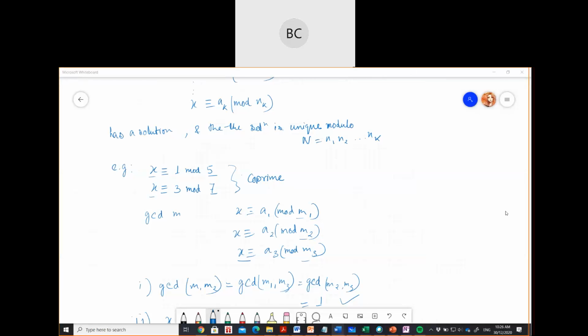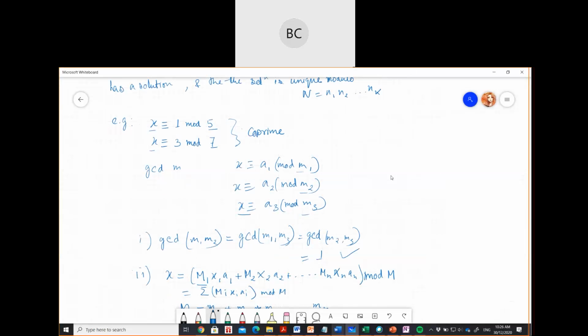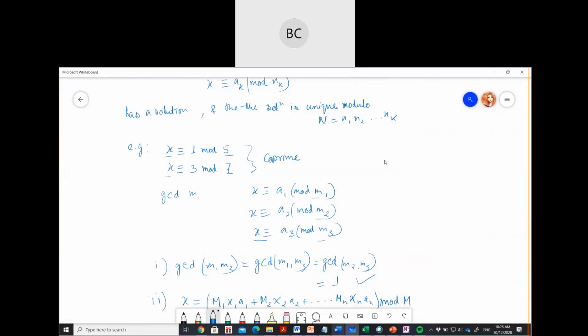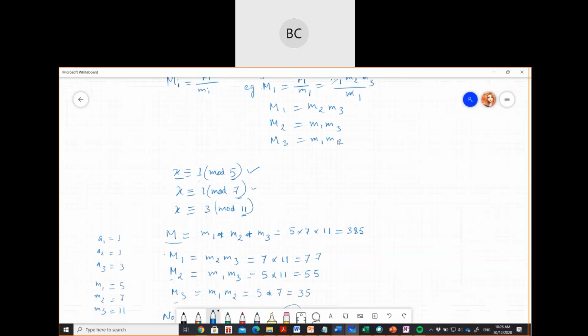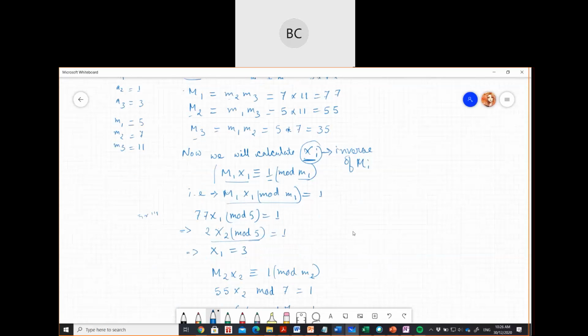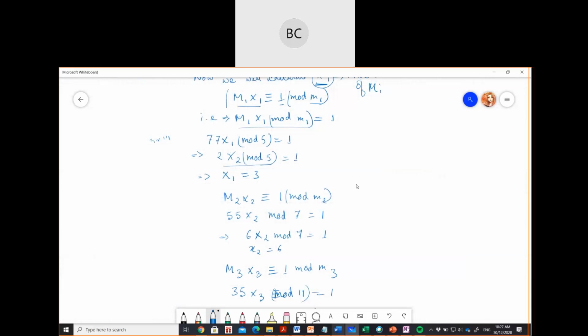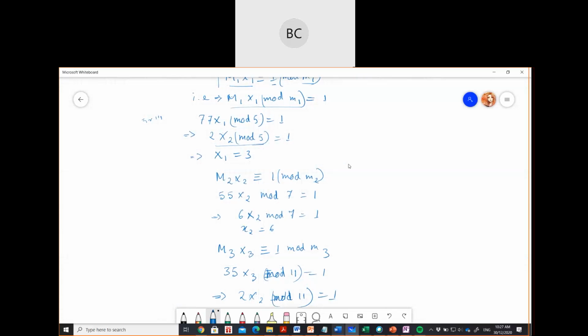So I hope all of you have no doubt in Chinese remainder theorem. Okay. So I hope you guys already understood how I got 2 from 77. Quick, if you didn't understand anything, how we get xi. Okay.